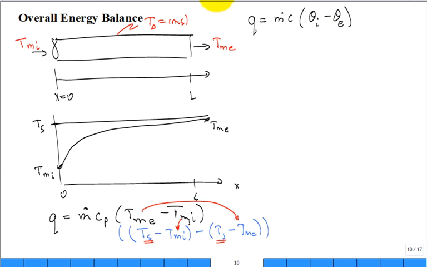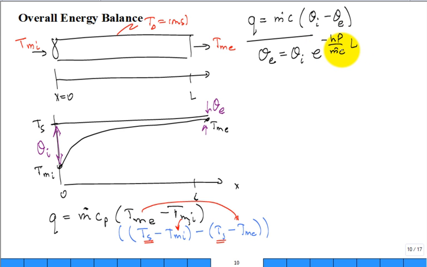So the temperature difference between the fluid, this is theta on the exit, and this here is theta on the inlet. We already solved that theta on the exit is equal to theta on the inlet, e to the minus HP divided by m dot C, L. Just use our temperature profile we just had, right? Just use L instead of x.